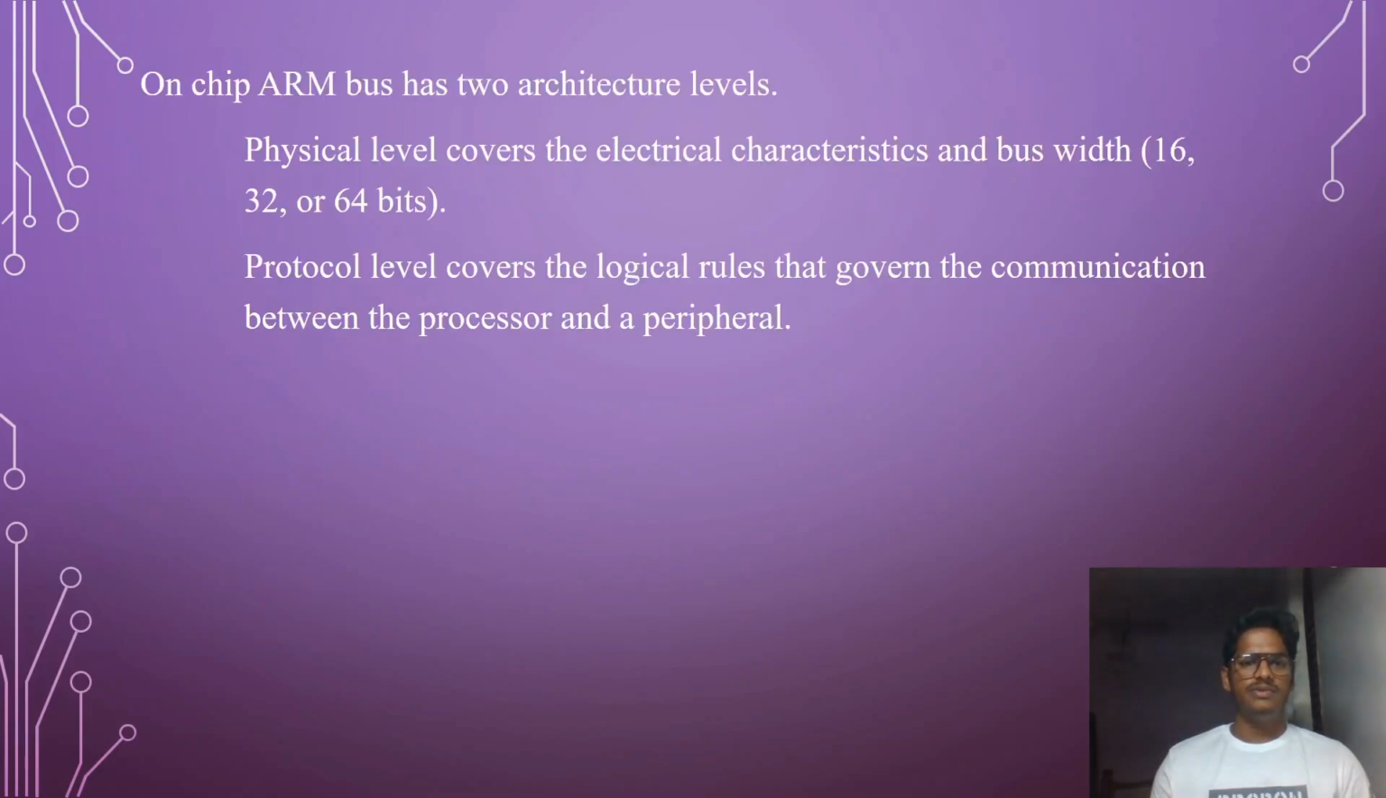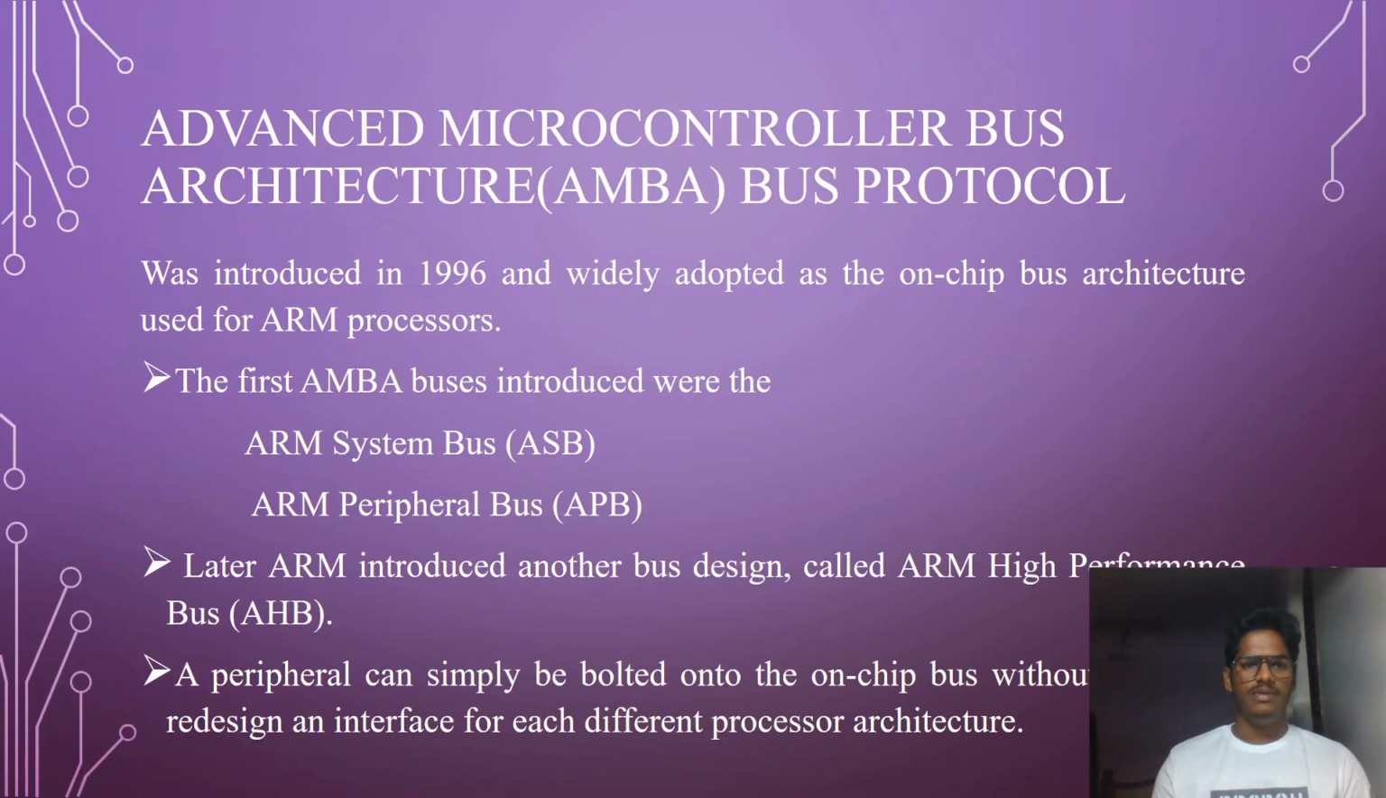On-chip ARM has two architecture levels. Physical level covers the electrical characteristics and bus width, that is 16, 32, or 64 bits. Protocol level covers the logical rules that govern the communication between the processor and a peripheral. The Advanced Microcontroller Bus Architecture, also called as AMBA bus protocol. It was introduced in 1996 and widely adopted as the on-chip bus architecture used for ARM processors.